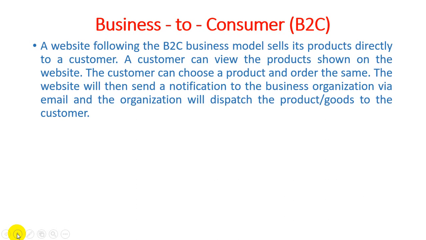The customer can select or choose a product and order the same, like a wholesaler can place the order from the business site. The website will then send a notification to the business organization via email, maybe by phone, and the organization will dispatch the products and goods to the customer, and the customer can easily track where the actual product has reached. Nowadays live tracking is also possible.